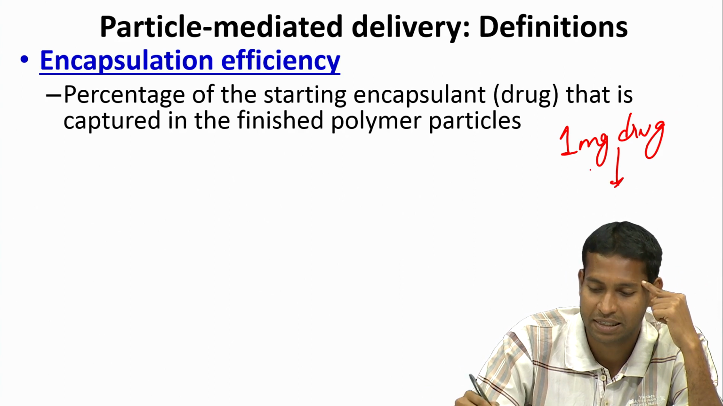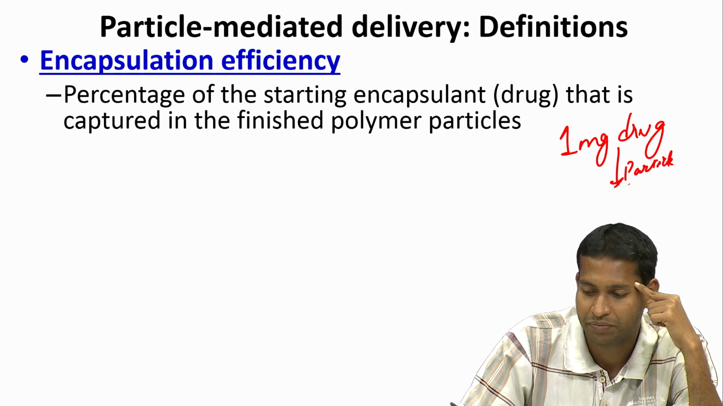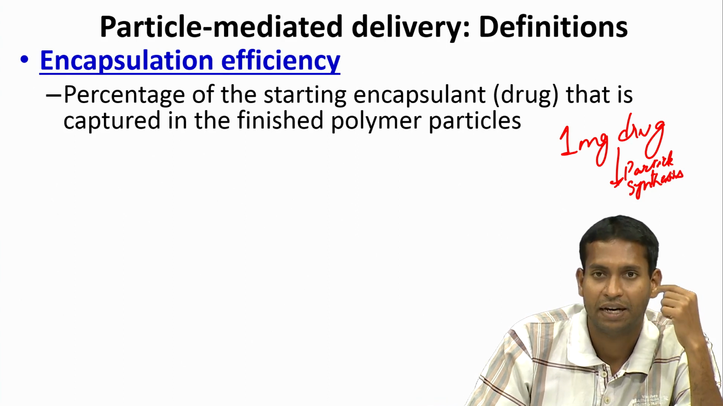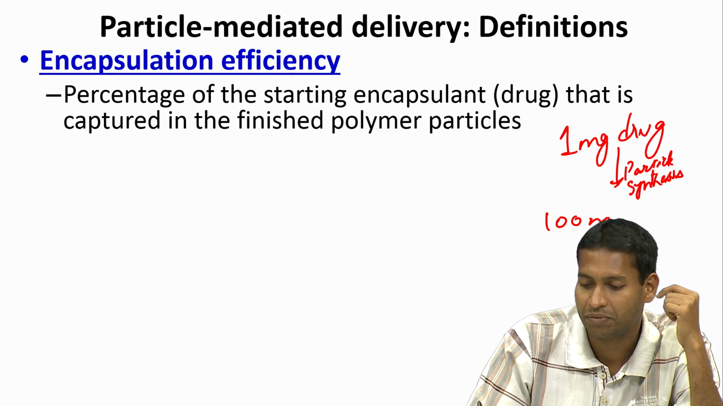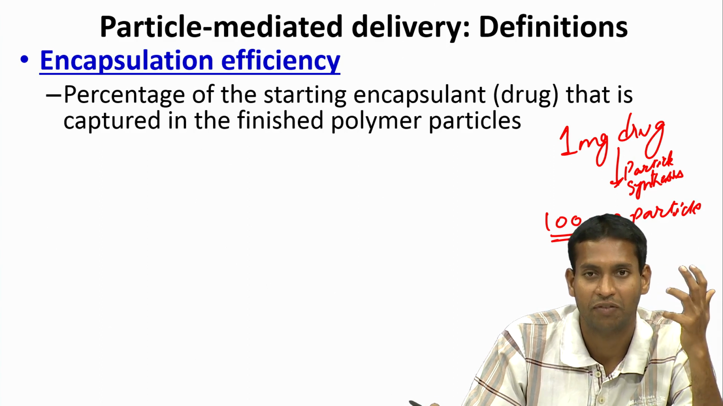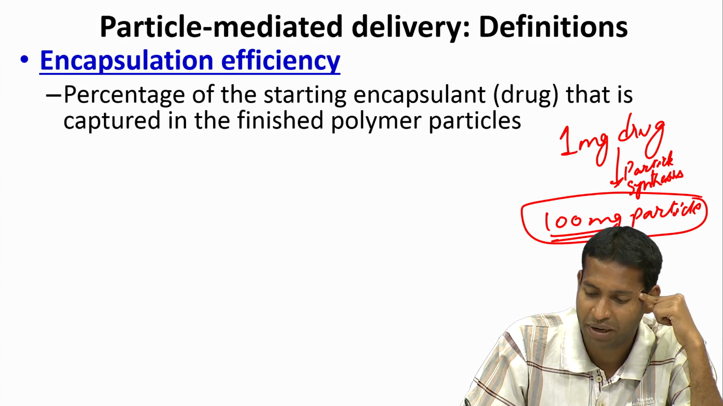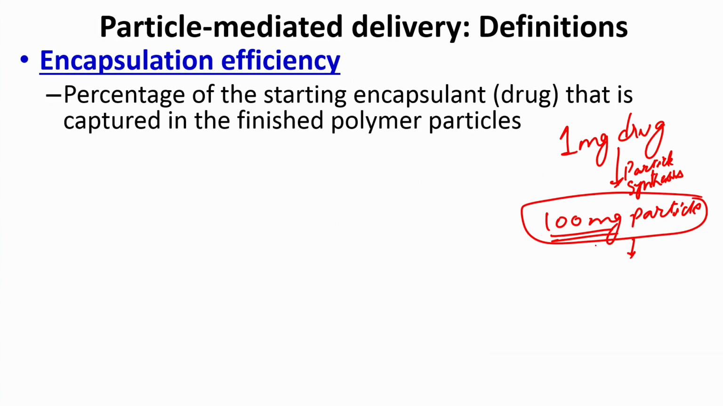So, I make these particles, and we will discuss various synthesis methods. Let us say the particle synthesis is done, and at the end of it I end up with 100 milligram of particles. Of course, this 100 milligram is essentially the weight of the polymer plus the drug. Then I dissolve the whole 100 milligram of particles and see how much drug was actually there, and I found that instead of 1 milligram I could only get about, let us say, 800 microgram of drug in this 100 milligram. So, that means I have lost about 200 microgram of drug during the synthesis process.